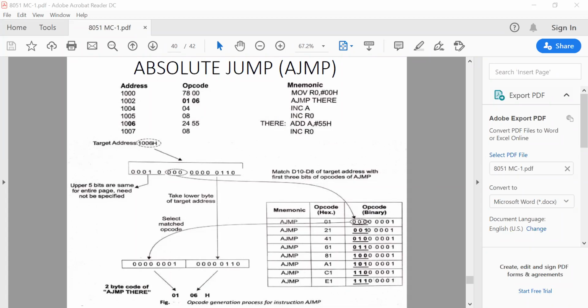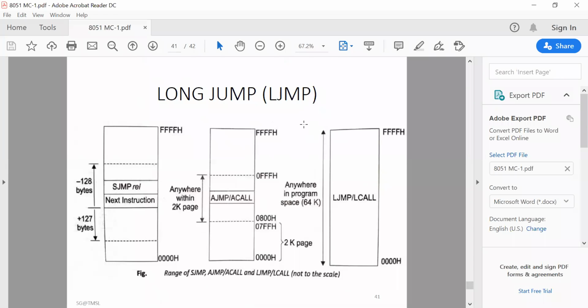The next is the long jump. Basically, you have used the long jump until now in 8085 or 8086. The total full memory address space is 64 kilobytes, from 0000 to FFFF. So anywhere in program space you can write ljump. That is the far jump, one type of far jump. It is a jump to any location within the entire program address space, anywhere from 0000 to FFFF.